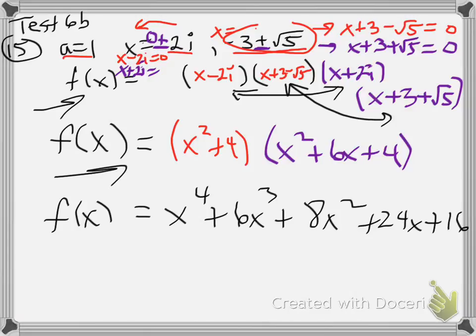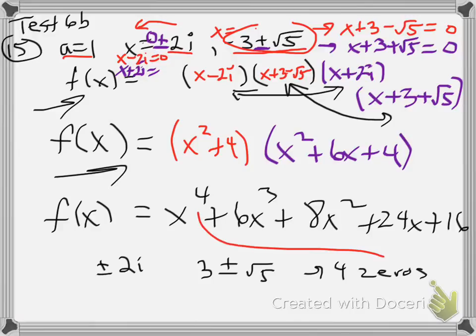And remember, these things come in pairs. So as soon as I see 2i, I knew it was plus or minus 2i. As soon as I saw a square root, like negative 3 plus root 5, I knew it was plus or minus root 5. So that gives me 4 zeros, and I'm in good shape, because I have an x to the 4th if I do all the multiplying out.